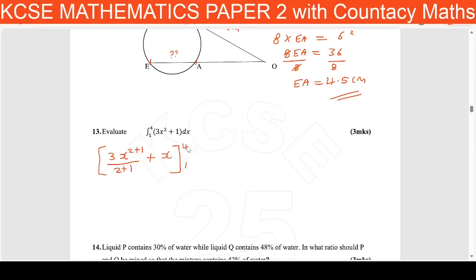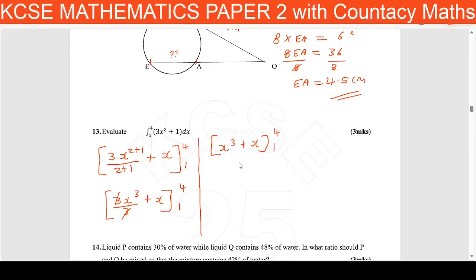But before we replace these values, we can simplify this a bit. We have 3x cubed over 3 plus x, from 4 to 1. This can be simplified further by dividing by 3 to get x to power 3 plus x, from 4 to 1.